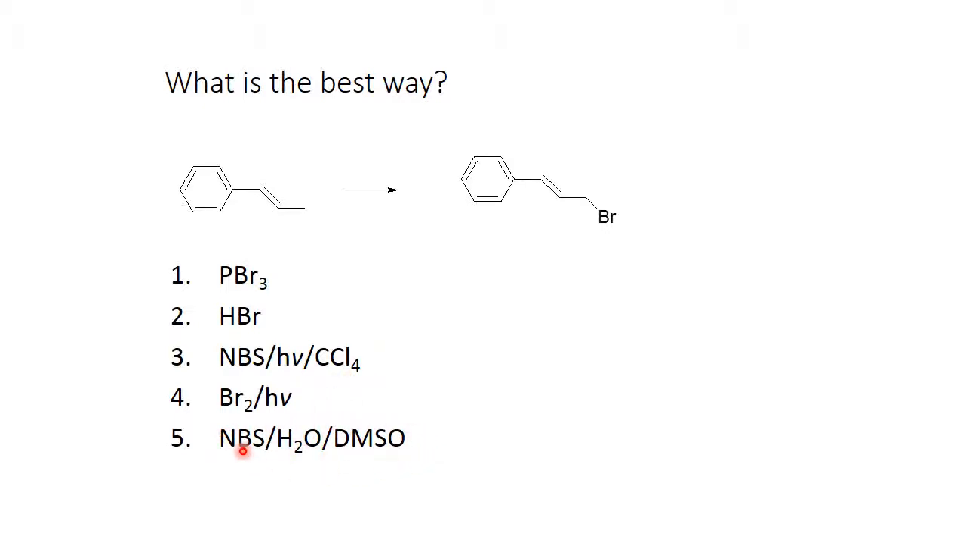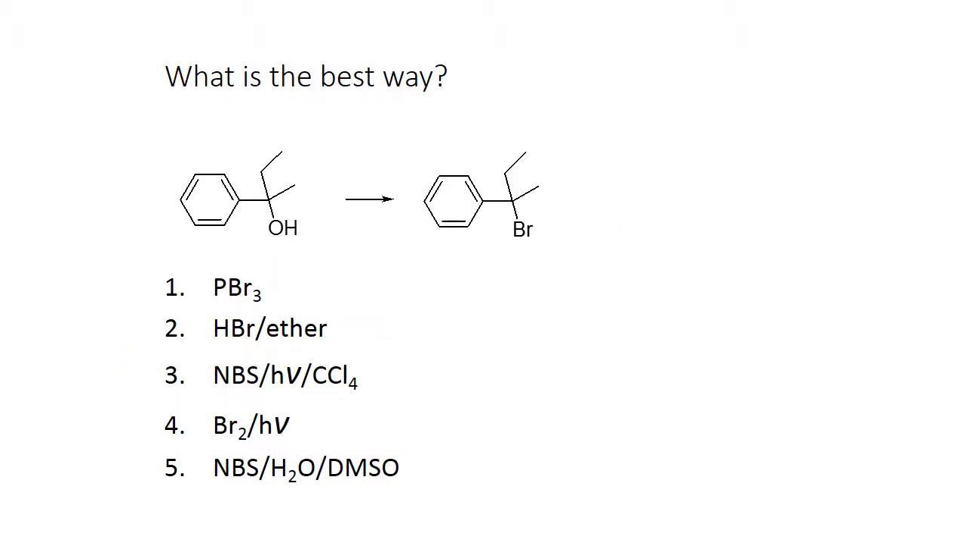However, this bottom one doesn't have anything to help the NBS decompose, and the water is going to interfere in that reaction. So this is not a good way. Now, NBS and bromine both will give you allylic bromination, but NBS, because it gives such a low concentration of bromine, will give you the greatest selectivity, which would give you the most of the bromine in the allylic position. So this is the correct answer.